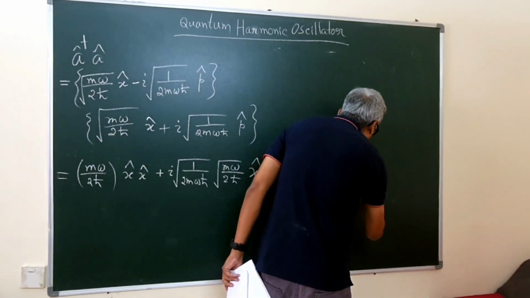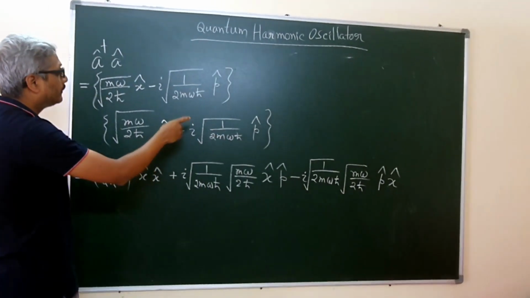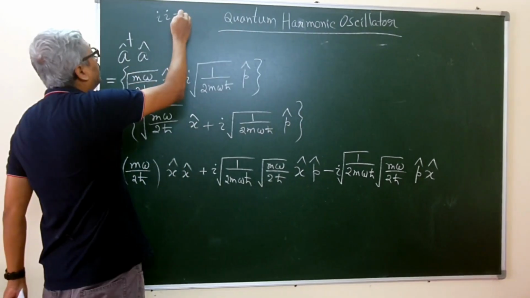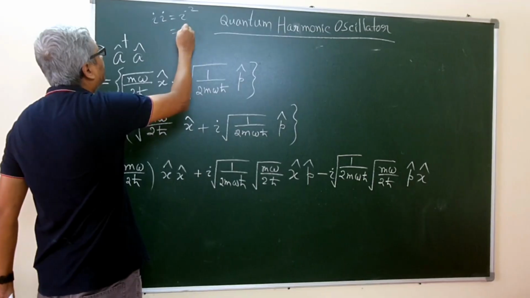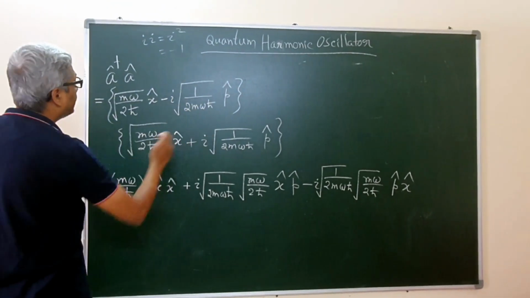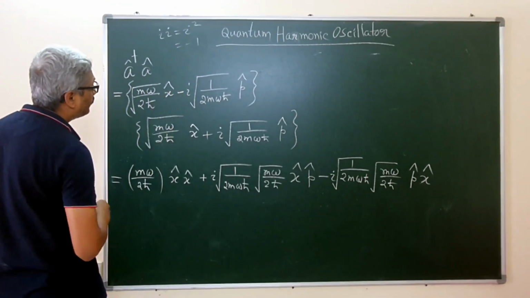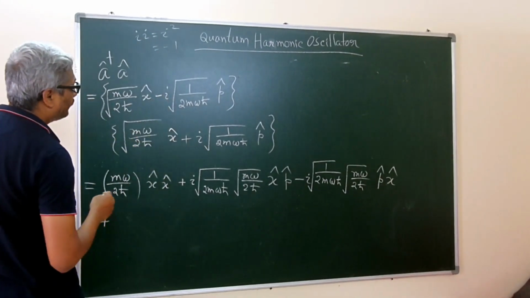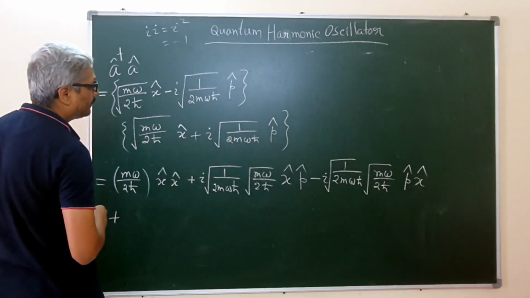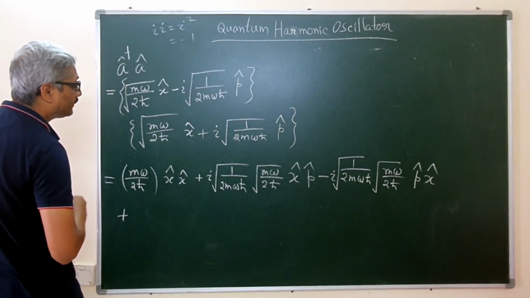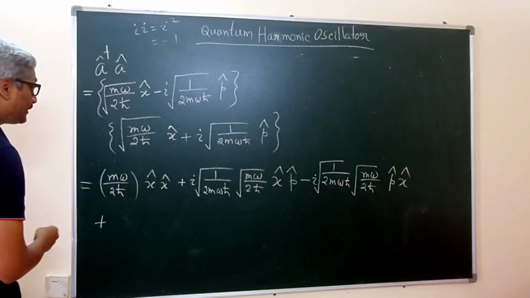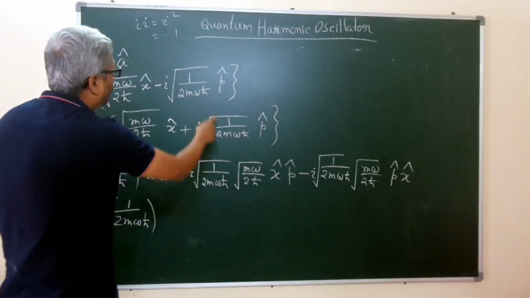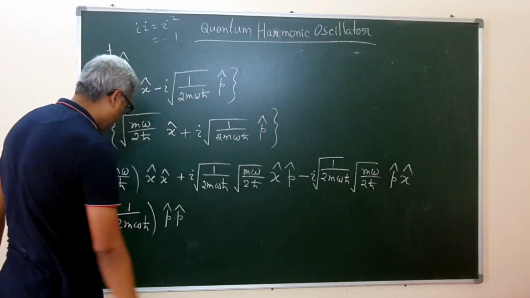The last term is this multiplied by this. I into I gives I squared, that is minus 1. There is a minus sign over here, so it will be plus actually. I into I is minus 1, and with the minus it is plus 1. These two factors multiplied give us 1 by twice m omega h bar, p into p, that is p squared.